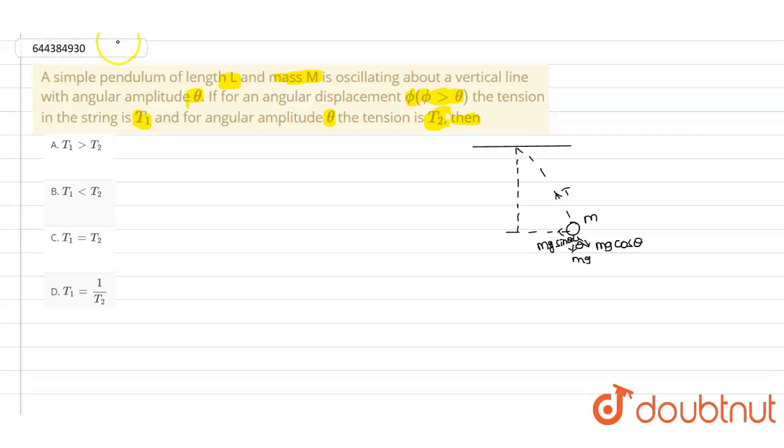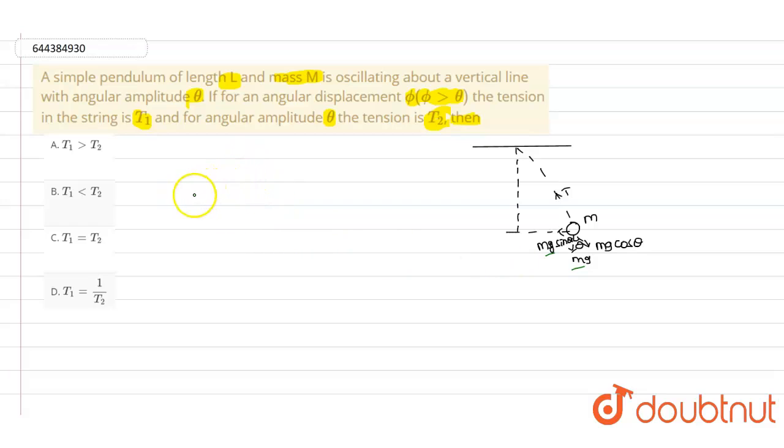So here the given data is according to the given figure which follows the question. Here we have a mass of M and the tension direction is also mentioned. These are the mg sin theta and the direction of the mg, and the angle made between mg cos theta and mg is theta. And the given data is the length of the pendulum, represented with capital L, and the mass of the bob is also given as capital M.